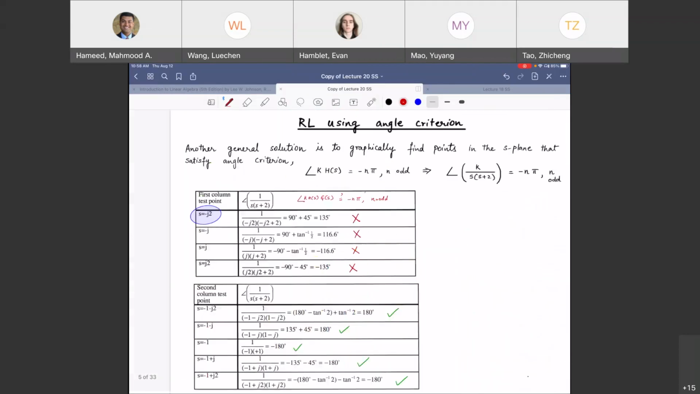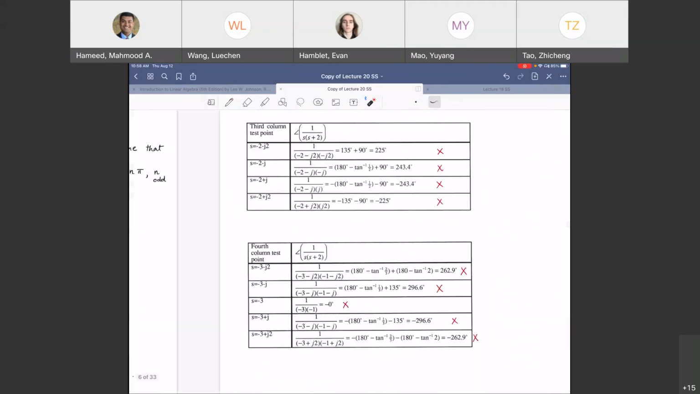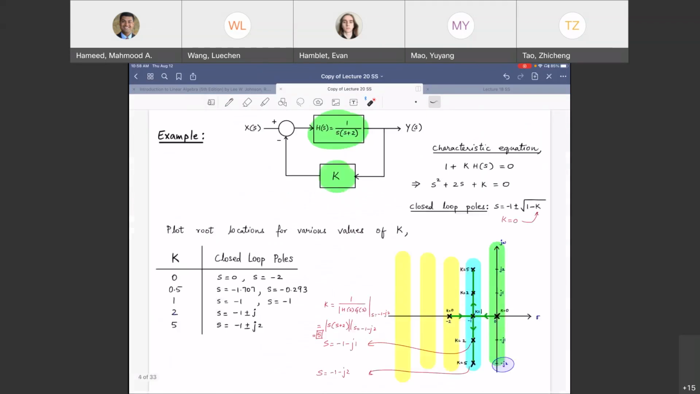All right, let me just continue with this. It's now going to be pretty simple to prove this. First test column, nothing satisfied. Second test column, all the 5 points satisfied. Third test column, as we are working our way to the left, nothing satisfied there, nothing satisfied there. So the only 5 points that satisfied our angle criteria were in our second test column, right here in the blue. Nothing else satisfied.